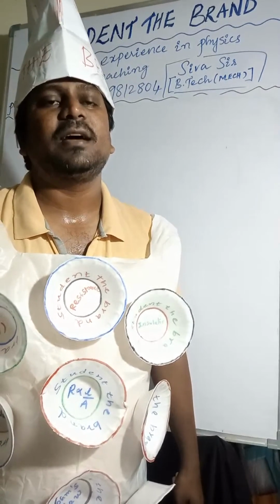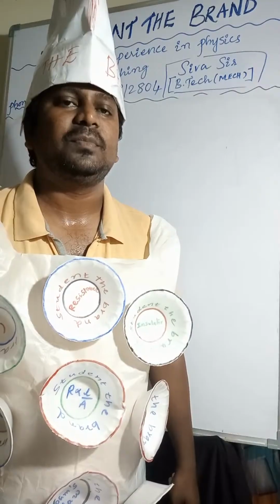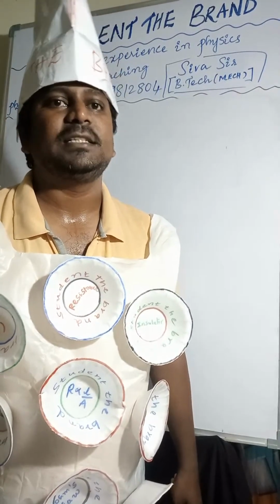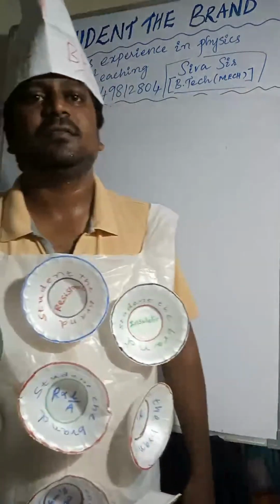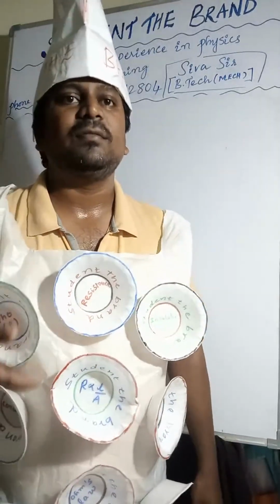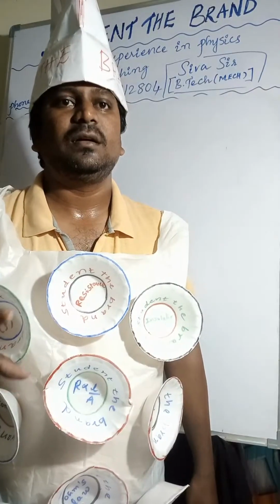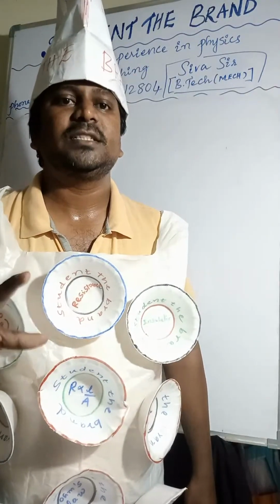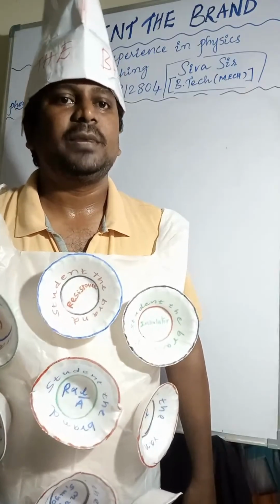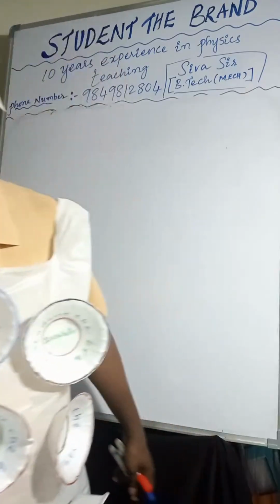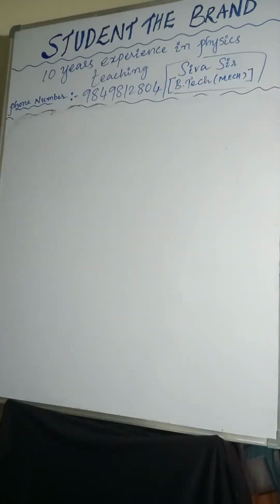The SI unit of current is ampere. The SI unit of charge is coulomb. The SI unit of time is second. So completely we'll discuss electric current, CBSE grade 10 physics. It is very important, so make sure that you attend until the end. I'll discuss all the points.